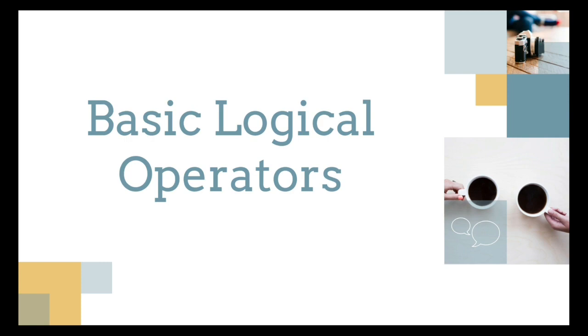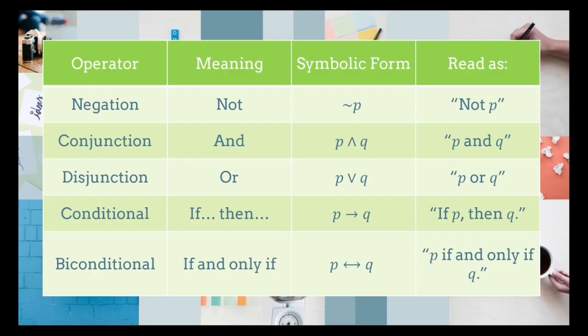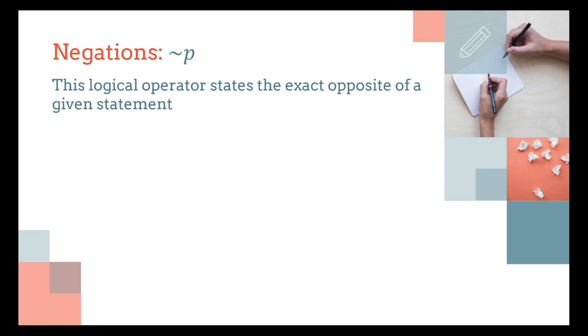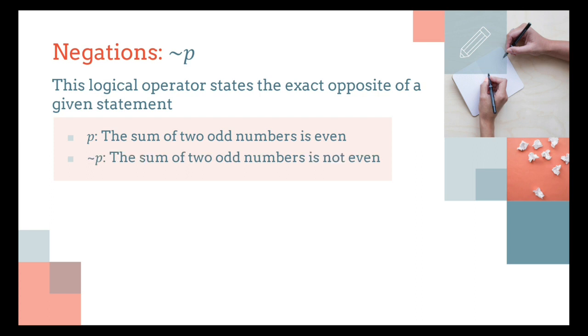Basic logical operators. So we have negation, conjunction, disjunction, conditional, and biconditional, along with their meaning, symbolic form, and how you read them: not P, P and Q, P or Q, if P then Q, P if and only if Q. Let's start with negation. This logical operator states the exact opposite of a given statement. P, the sum of two odd numbers is even. So the negation would be the sum of two odd numbers is not even.